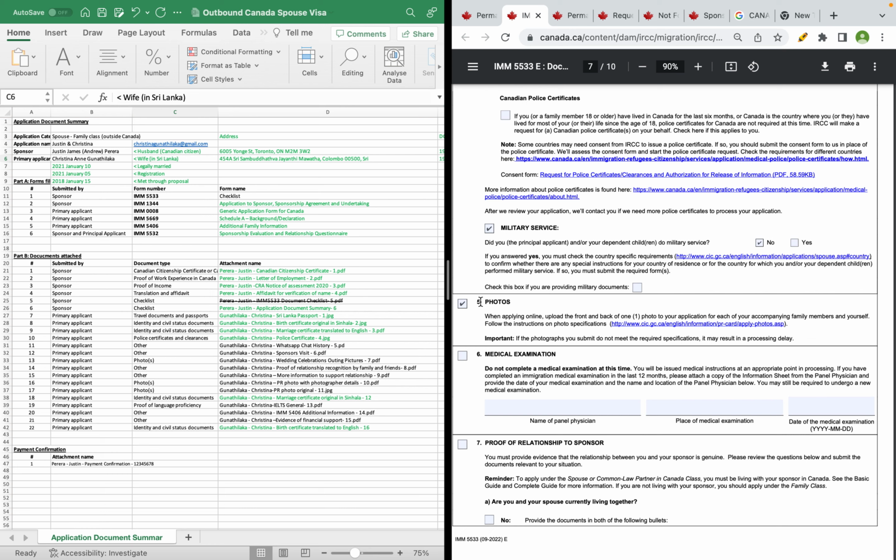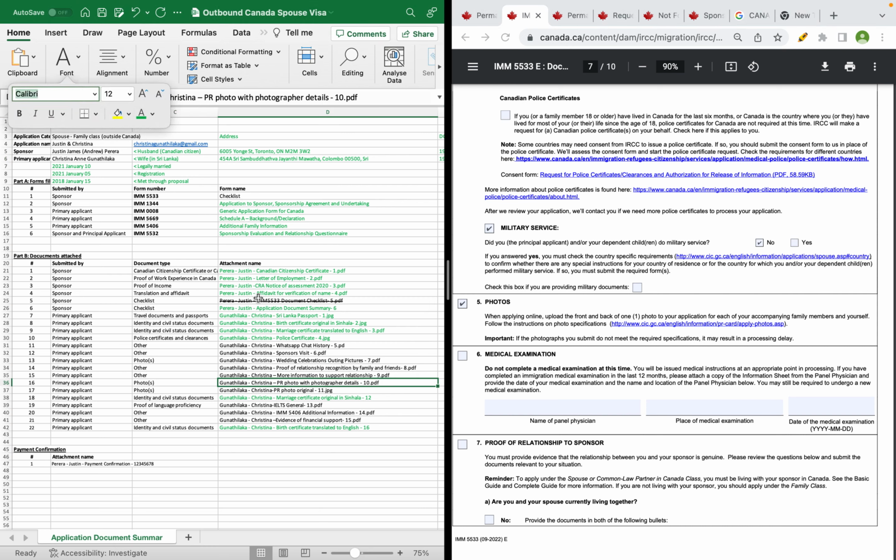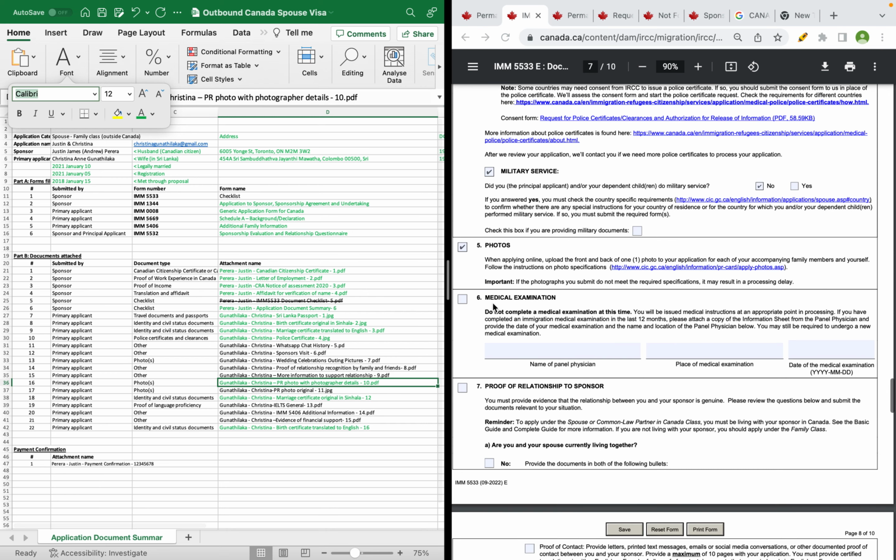I again posted it to the address provided in that email requesting me to resubmit the photo. So simply you follow the instructions, scan the front and back of the picture, and attach it. And this is the document that I attached. This one, the primary applicant needs to attach. You put the surname, the first name, PR photo with photographer details. Okay, so it's that.